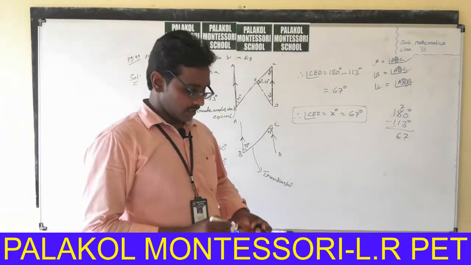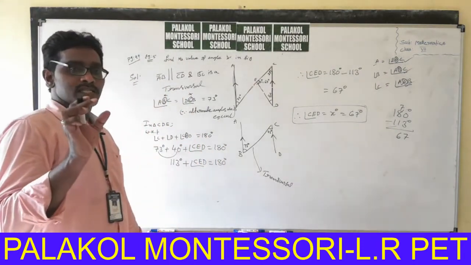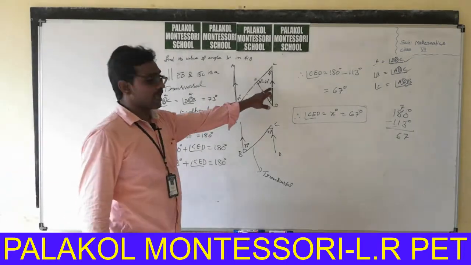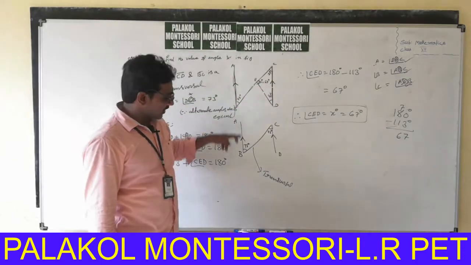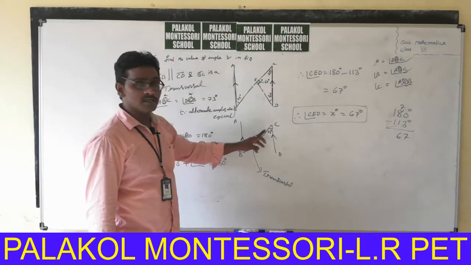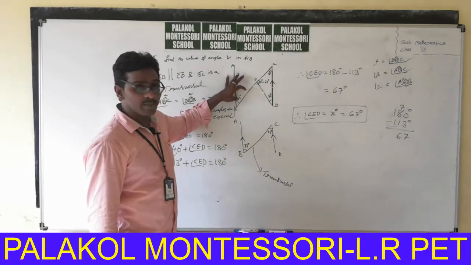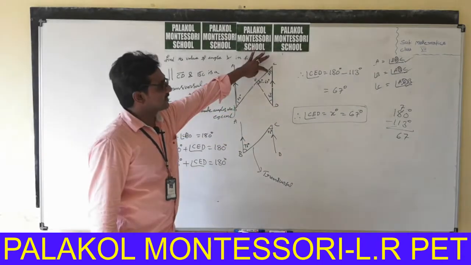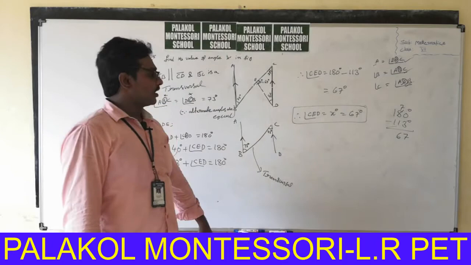Is it clear? So, in this one, remember these points: these two lines are parallel lines, and this line is called a transversal. Transversal lines make alternate angles equal. So here angle B is equal to 73 degrees, that is equal to angle C, which is also 73 degrees. Okay guys, next one.